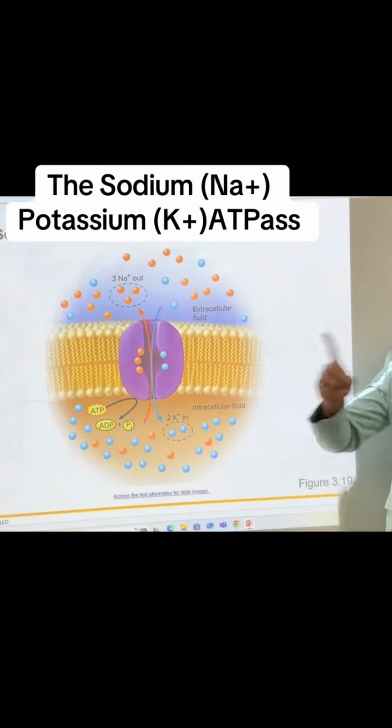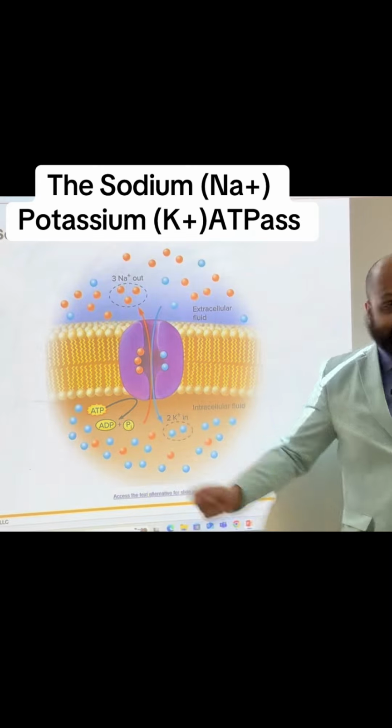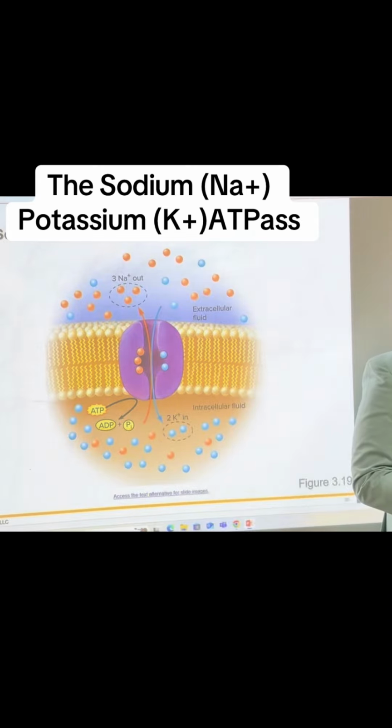So you must remember that. Sodium potassium ATPase, and obviously it needs ATP energy to do that. It needs ATP energy to do that. If it doesn't have ATP, it cannot do this very powerful job.